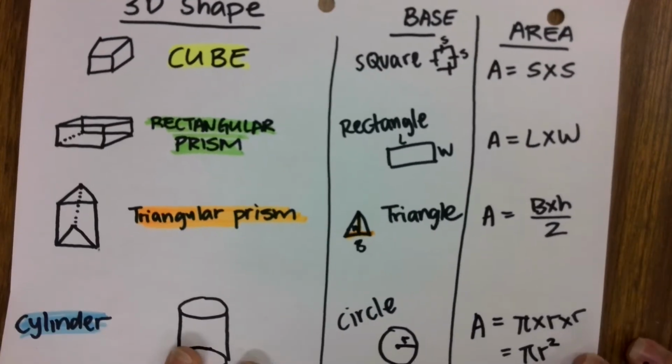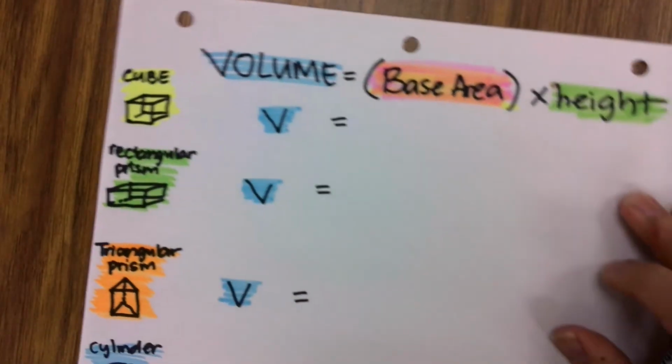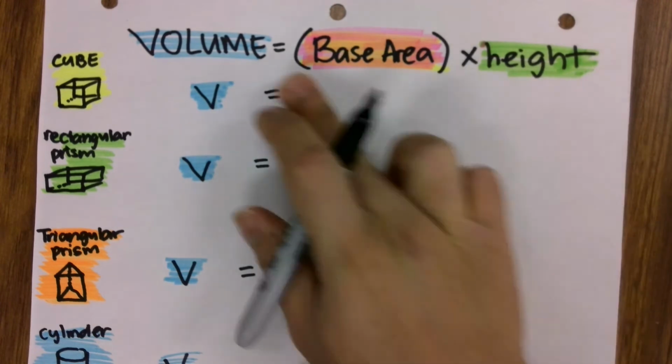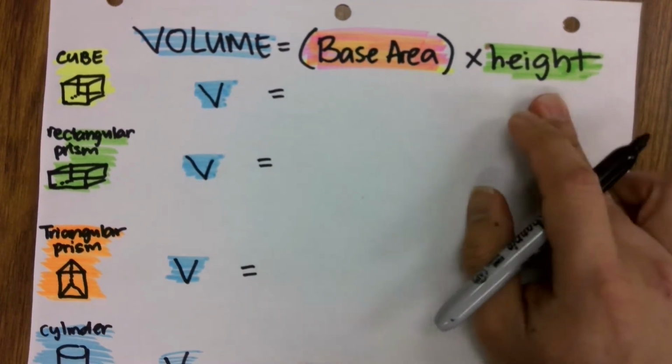Now you're probably wondering, Mr. Manug, Mr. Gadet, why would I need to find area for my base? Because to find volume is really simple. To find volume, this is the formula for it. You need to multiply the base area with my height.